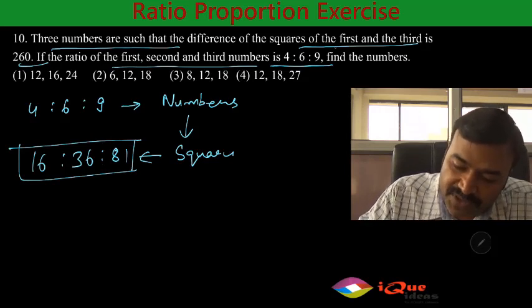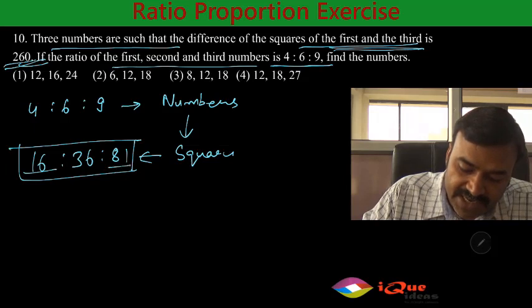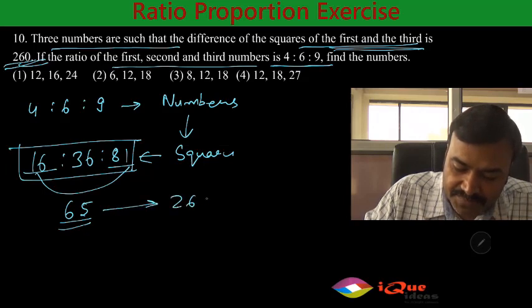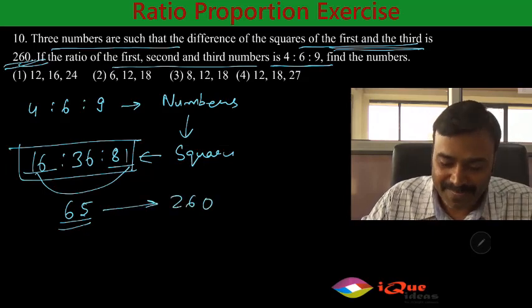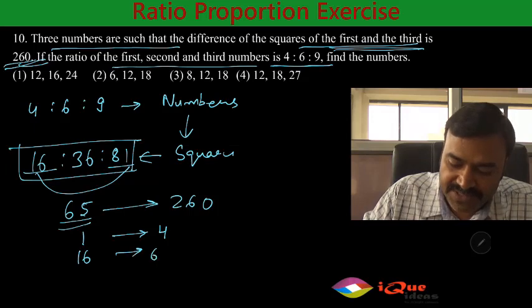Now the difference of the square of first and the third, that is 260. So 16 and 81, look at the difference here. Here the difference is 65. In place of 65 we have 260. So that means 1 will become 260 by 65, that is 4. So 16 will become 16 4s are, that is 64.